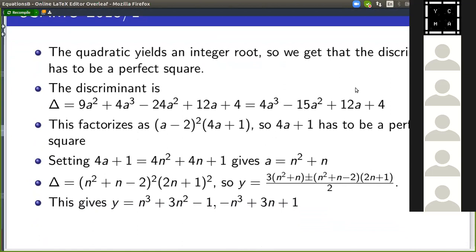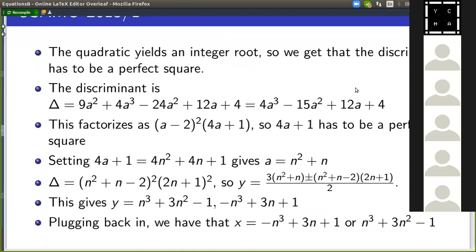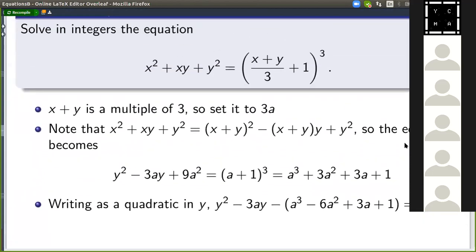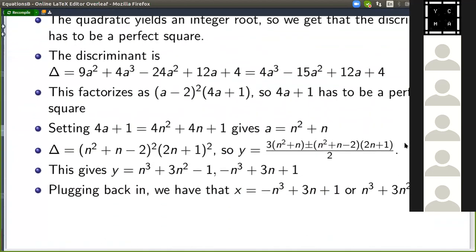So now I'll save you the trouble, but if you go back and find out how we defined n, how we defined a, we're going to eventually get that x is going to be equal to either negative n cubed plus 3n plus 1 or n cubed plus 3n squared minus 1. So actually x and y are just flips of each other, which should make sense because if you look back at the original equation, it's symmetric in x and y, which means that if (x, y) is a solution, (y, x) is a solution. So if a random cubic in y is a solution, then the same cubic for x should also be a solution.